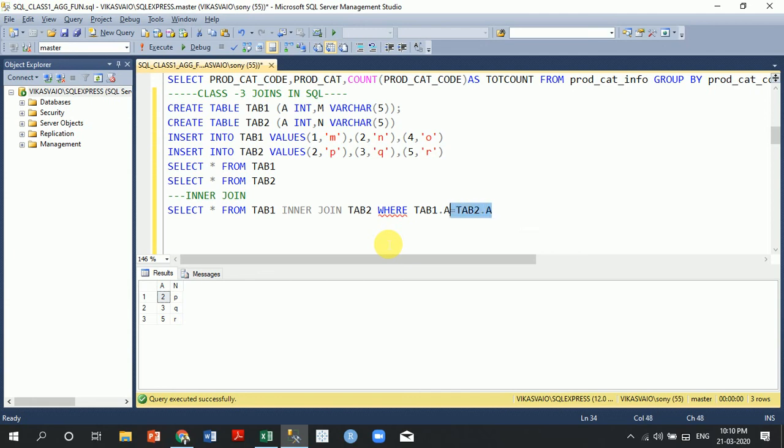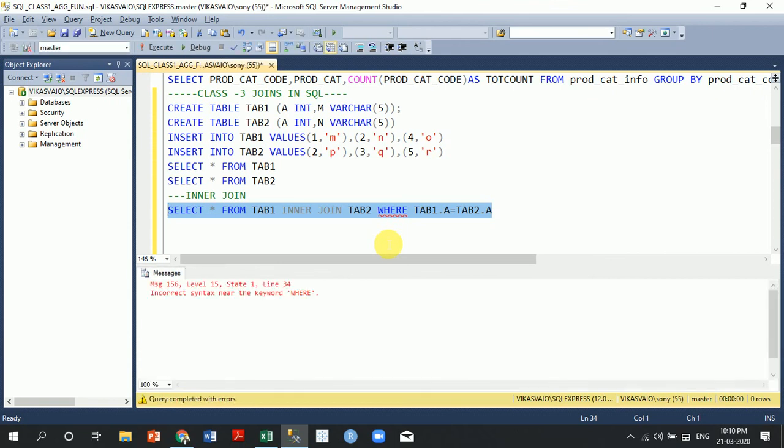So here this query will throw an error because we cannot use the where clause over here. Let's run the query and see: incorrect syntax near where. So in SQL Server you have to write on, but in MySQL the where clause will work perfectly.